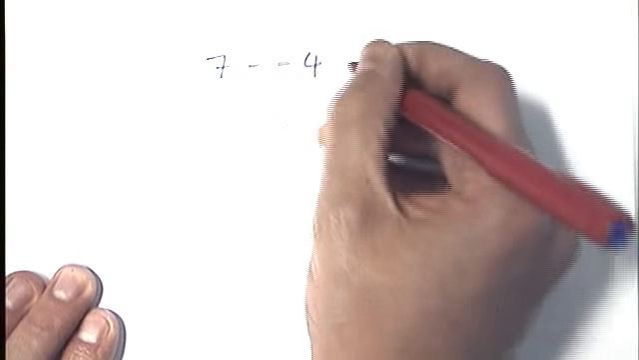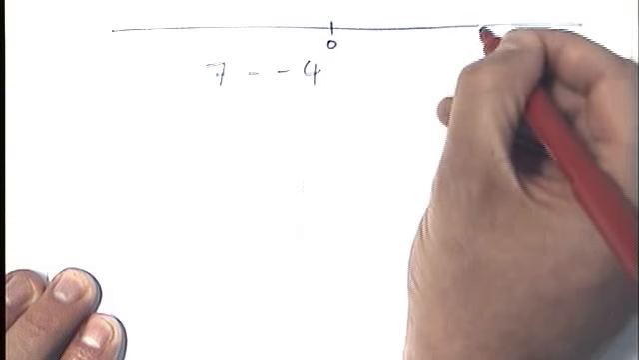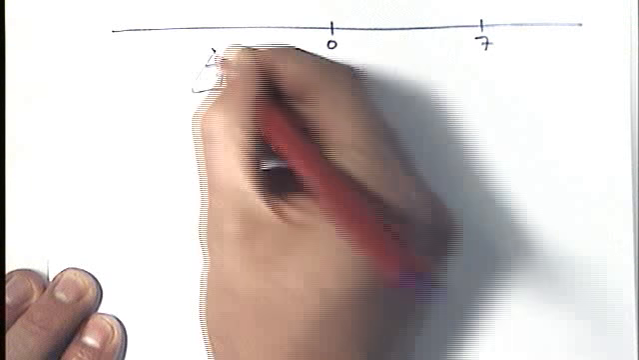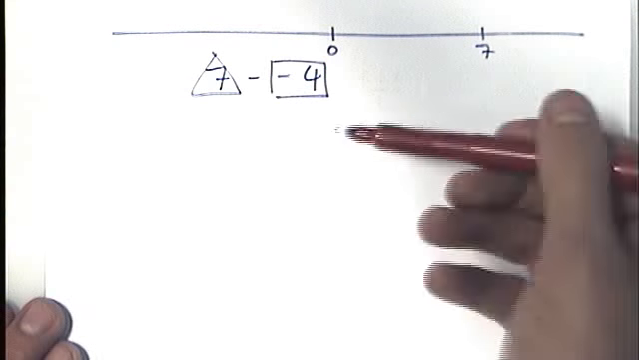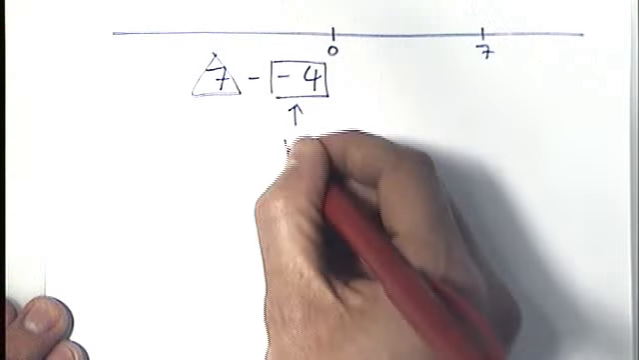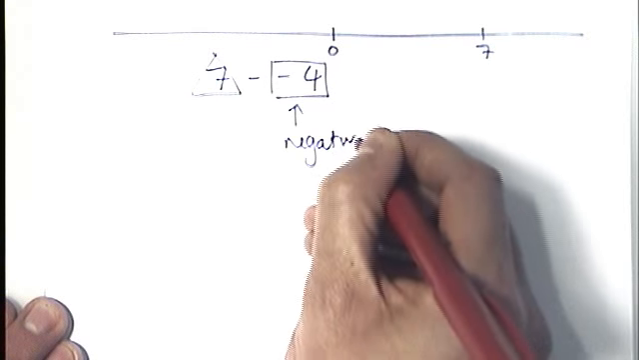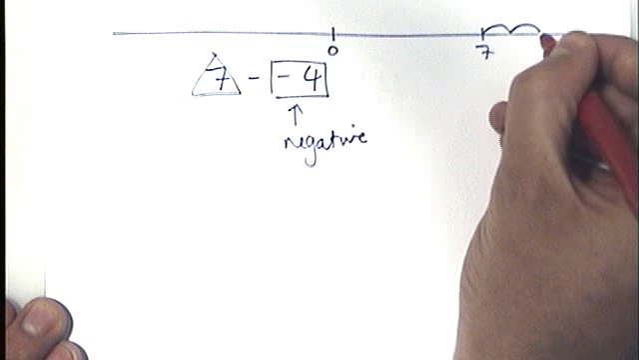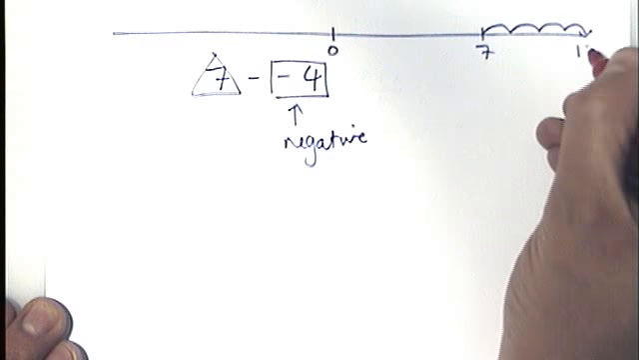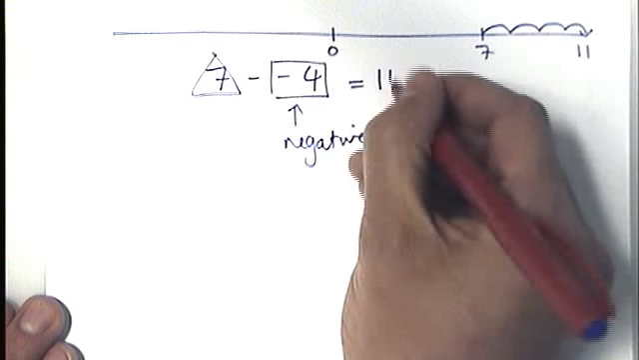A couple more now, just quickly, just to really hammer the point home. We're going to take 7 take away -4. Let's have a number line with a 0 on it. There's a 7, that's where we're starting. Remember, if we're subtracting, we're normally going to the left, but because we're subtracting a negative number, that's going to change direction and take us to the right. 1, 2, 3, 4, which makes 11.